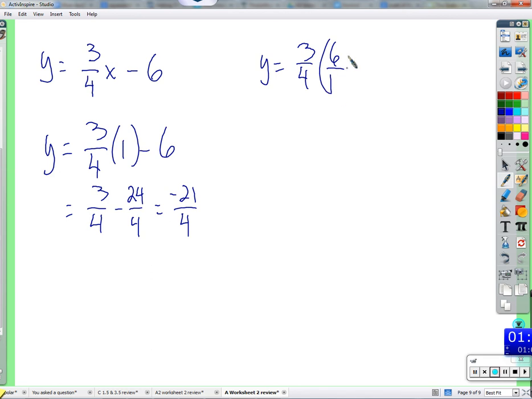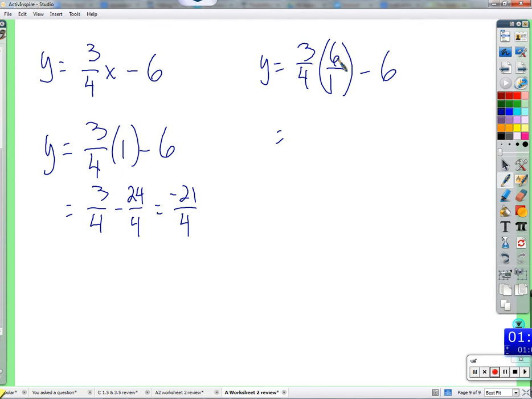I'm going to multiply by 6, right? And then I'm going to subtract 6. But what happens when I multiply by 6 up here? It just goes to 0. We get simplified. Okay, it's 18 over 4, yes. What about 18? What do you know about 18 and 4? They have 2 in common.